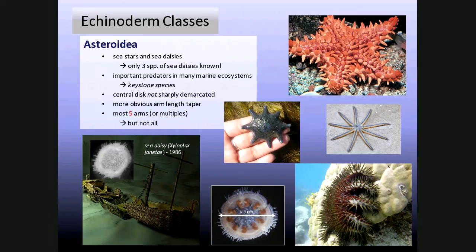Okay, let's look at the 5 classes of echinoderms. There's the Asteroidea, or the sea stars, or the sea daisies. Sea daisies are really cool. There's only 3 species of them known. Very small. This is a sea daisy.